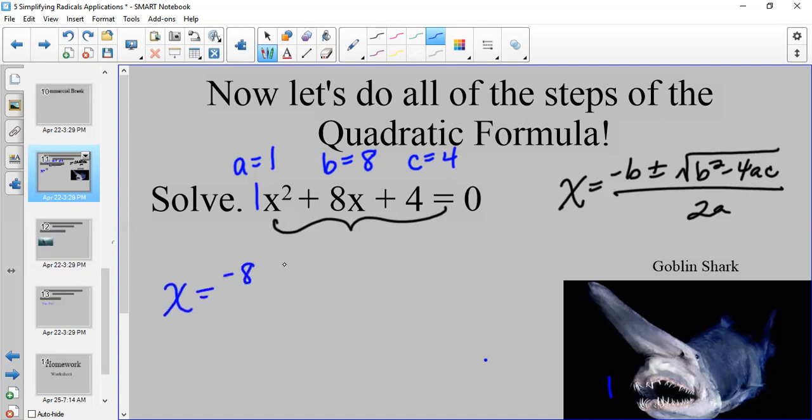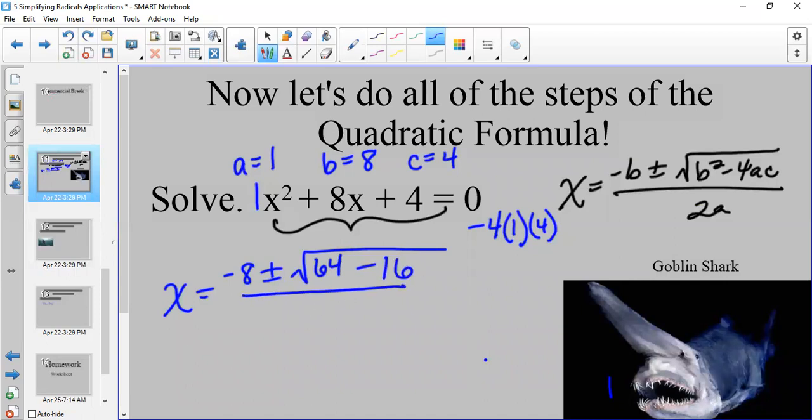We've got negative 8 plus or minus the square root. b squared is 8 squared, or 64. Now here's why I like to go out to the side. When it's negative 4ac, it's negative 4 times a, which is 1, and times c, which is 4. If we multiply all three numbers, that would be negative 16, all over 2 times 1, which is 2. All right, so now I've got to clean this up. I've got negative 8 plus or minus the square root. Let's figure out what 64 minus 16 is. That gives us 48 over 2.